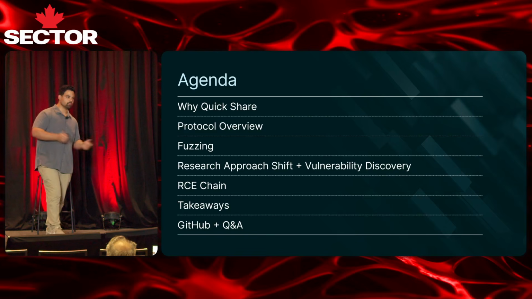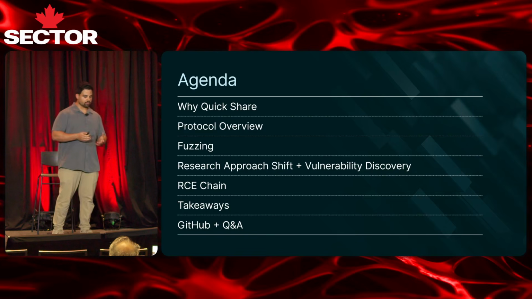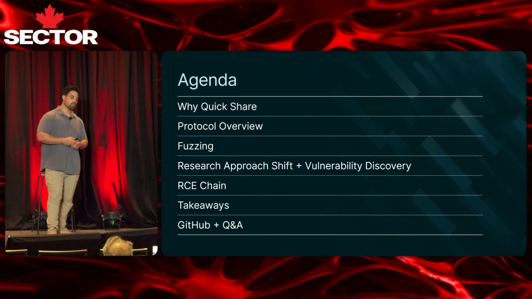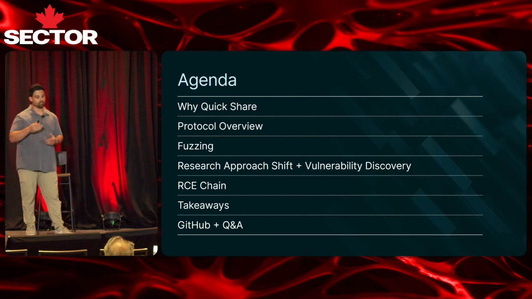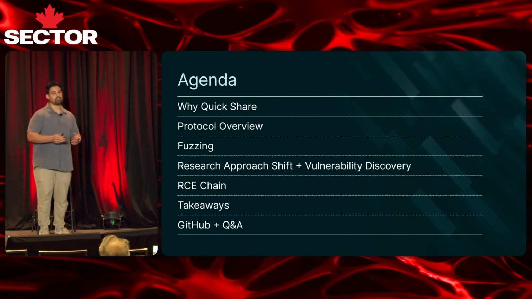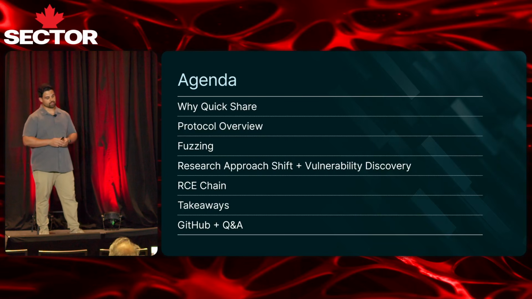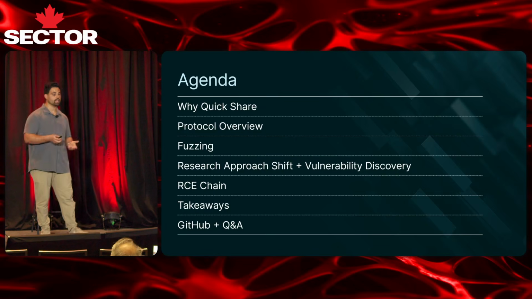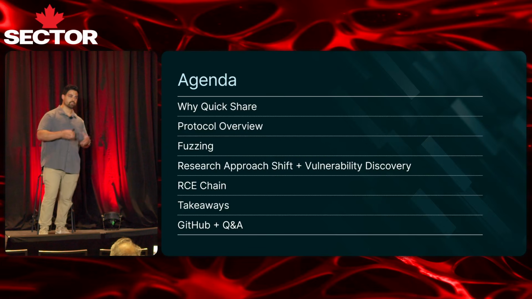Okay, so let's see what we're going to talk about today. We're going to start with the reasons for why we chose QuickShare as a primary target for this research. We'll move on to get a quick overview about the protocol that QuickShare uses, then see how we managed to fuzz it, how we changed our research approach, and the vulnerability discoveries that came out of both approaches. Then we'll see an assembly of a very unconventional and creative RCE chain that we managed to assemble from the vulnerabilities that we found, and we'll finalize with takeaways and a link to the GitHub repository.